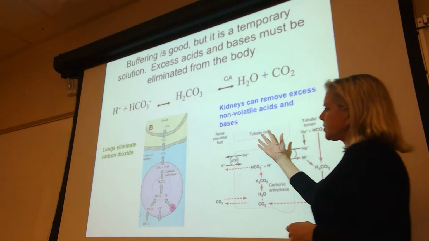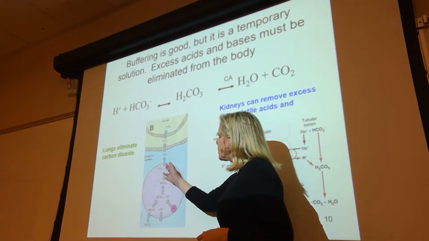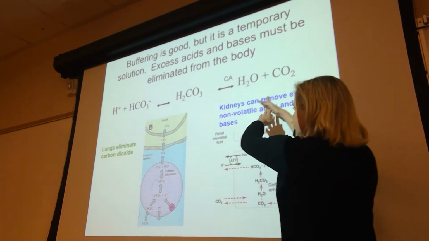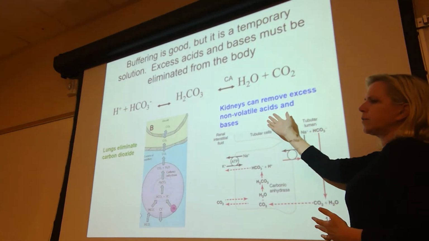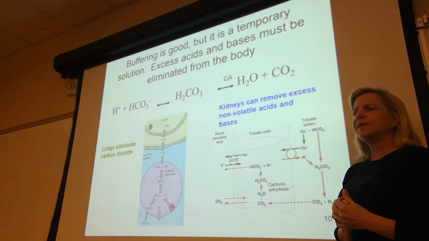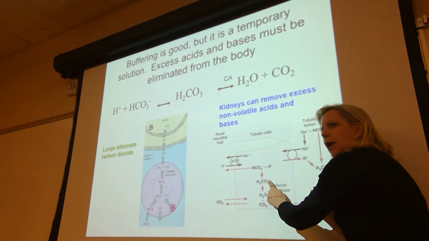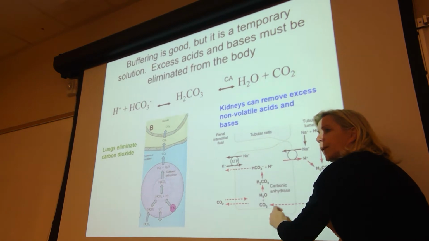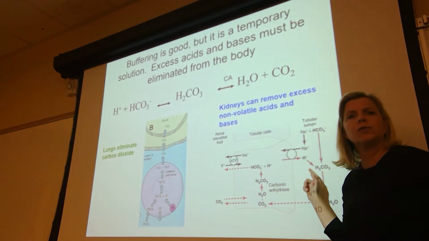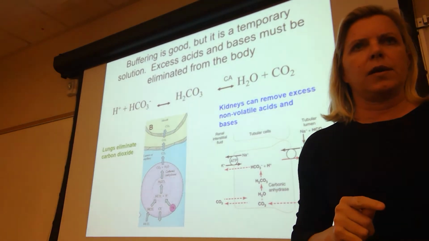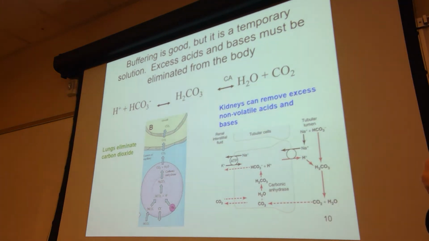So your lungs are going to get rid of that CO2, the volatile acid, and the kidneys are going to have to get rid of your fixed acids, the ones that aren't volatile. And next week, we'll learn exactly, down to the molecular formulas, how your kidneys do that, and where in the nephron. Where matters. So there's a lot of fun to be had next week.